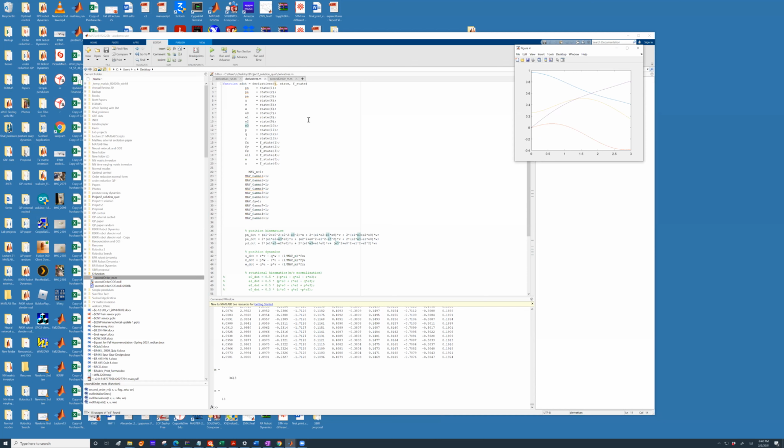Now I am going to go line by line through this code. But before I do that, I just want to make sure that everyone got the same answers.